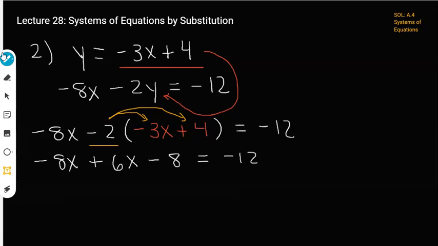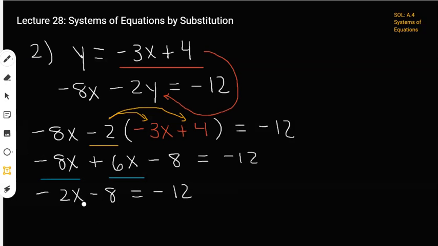So now I'm going to underline all the terms that have an x in them. This negative 8x contains an x, and this 6x contains an x. I'm going to underline those, and we can combine those because they are like terms, right? So negative 8x plus 6x is going to combine to give me negative 2x. And then I still have this negative 8 right here. I'm going to bring that down, and then everything is still set equal to negative 12. But now I have a multi-step equation that I can solve for x.